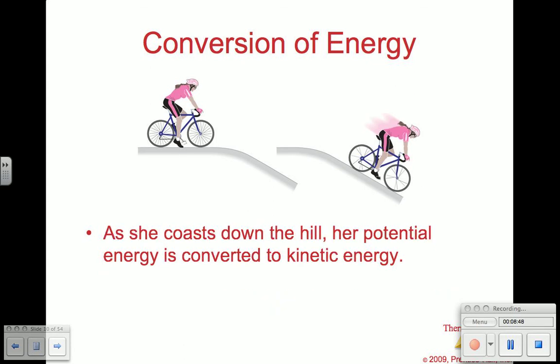And I kind of already talked about that. So as this woman coasts down the hill, her potential energy is converted to kinetic energy, and once she reaches the bottom of the hill, her potential energy will be 0, because she can't go any further down into the ground, and then her kinetic energy would be at its maximum at the very bottom of the hill. Now obviously, when we start talking about friction and wind resistance, it becomes a more complex question, but these are the basics that we're talking about.